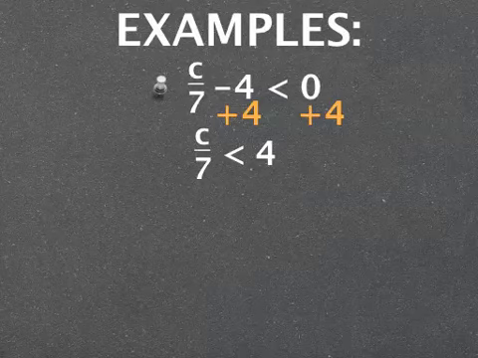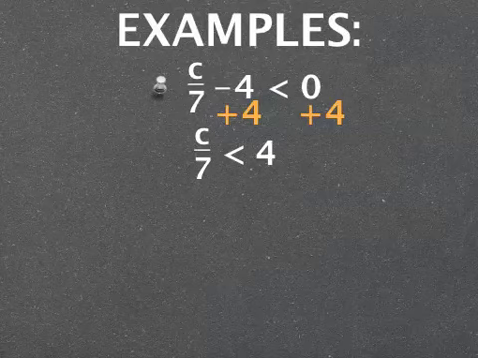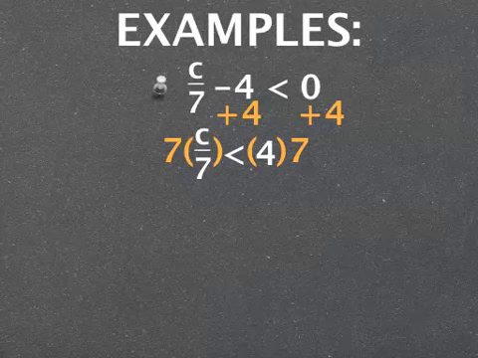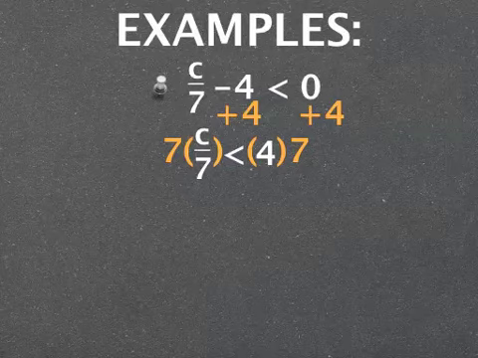Now I need to get c by itself. My next step is to get rid of dividing by 7. The inverse of dividing by 7 is to multiply by 7, and you need to do that to both sides. I'm multiplying by a positive on both sides of my inequality, so nothing happens to my inequality sign. I am left with c is less than 28.